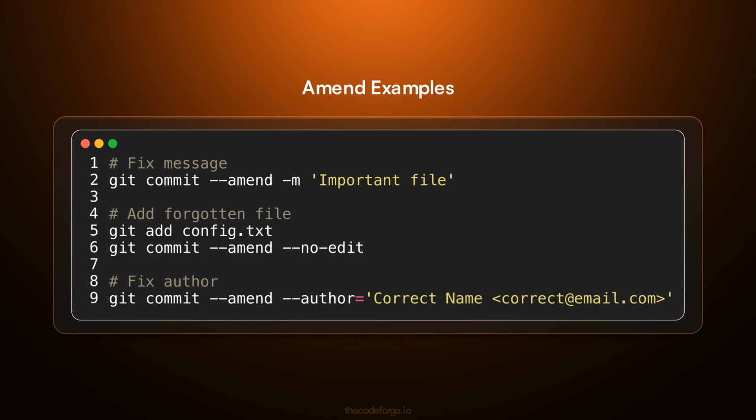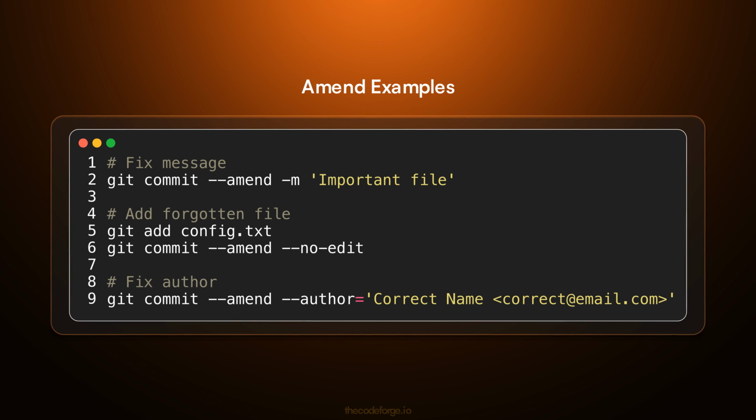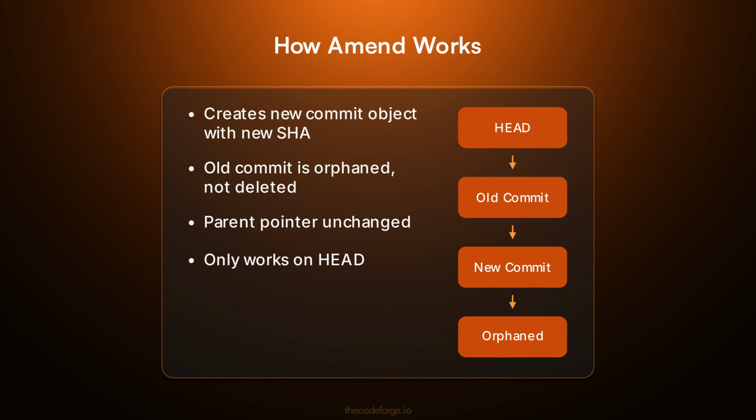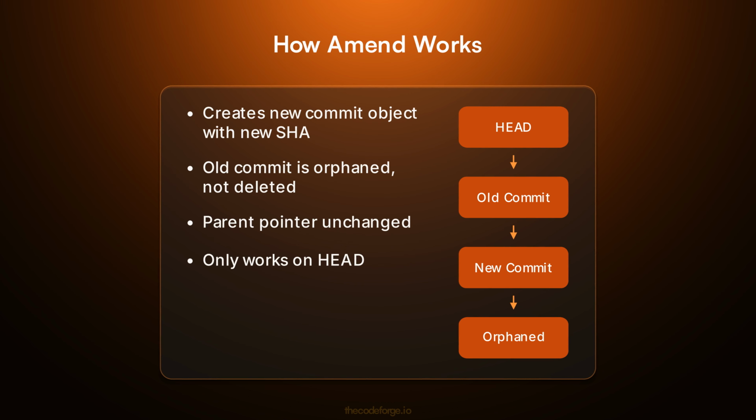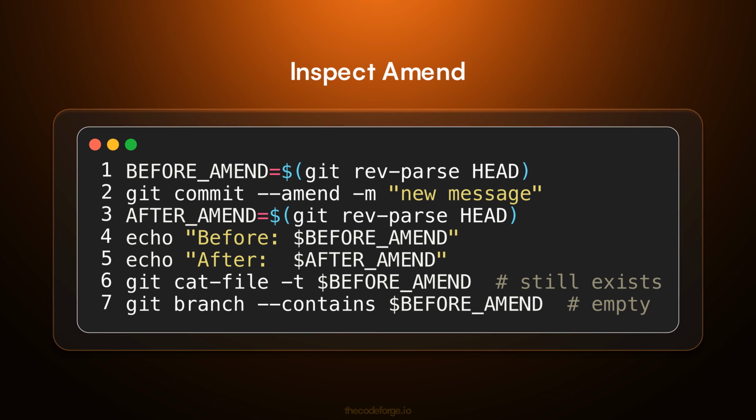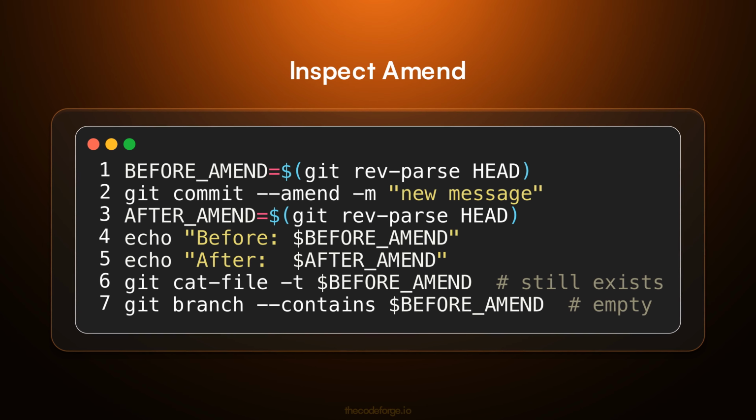Here are the common amend patterns. Use -m to change the message inline, --no-edit to keep the message when adding files, and --author to fix the identity. Under the hood, amend takes the current staging area, combines it with the previous commit's tree, and produces a new commit with the same parent. The old commit becomes unreachable, but remains in the object store. This script shows that the old commit still exists in the object database, but no branch points to it. The new commit has a different SHA.